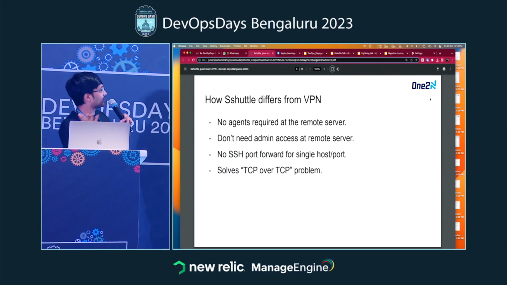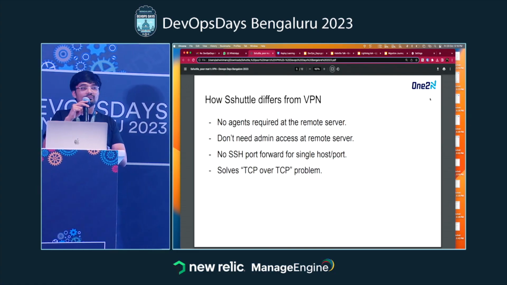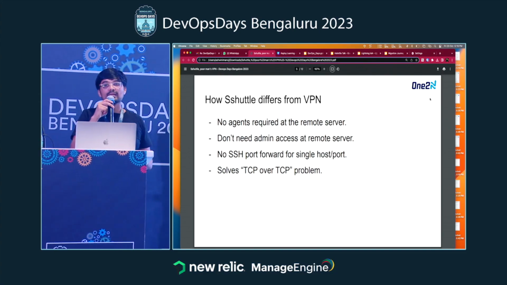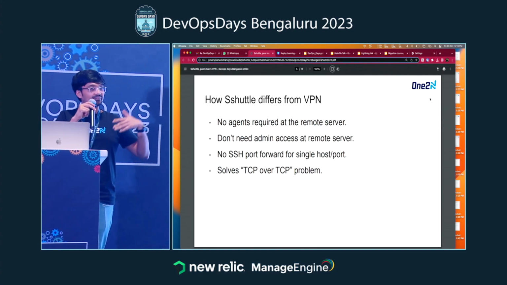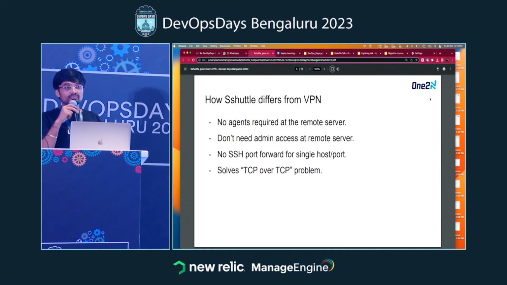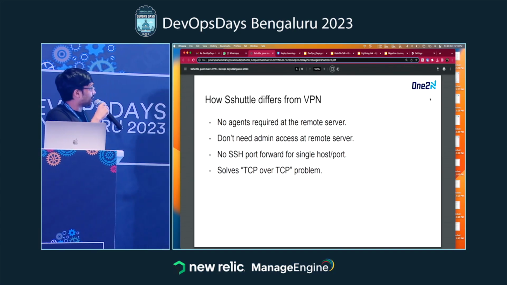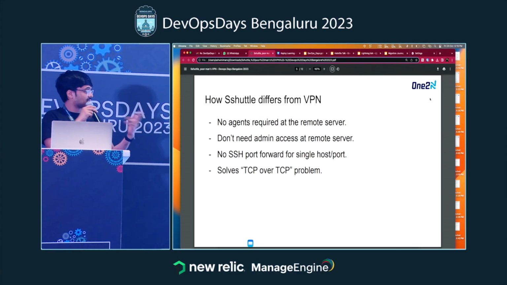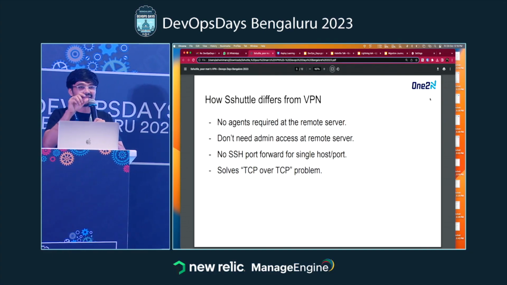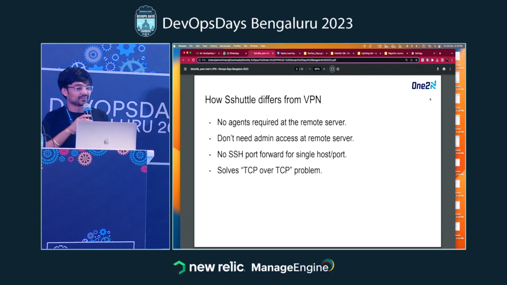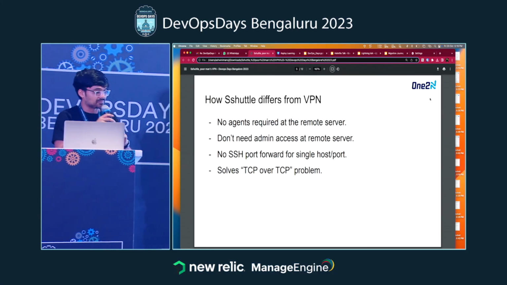How is sshuttle different from a VPN? If you have used OpenVPN, you have to install your agents at the remote server. But there might be a chance that you don't have the access. I'll talk about a use case where we actually used it with a couple of my ex-colleagues and colleagues. You don't need admin access at the remote server. And no SSH port forward for a single host. Every time I have to connect to a remote database, I have to do an ssh -L with remote host and port and whatnot, right? But it becomes messy at times.